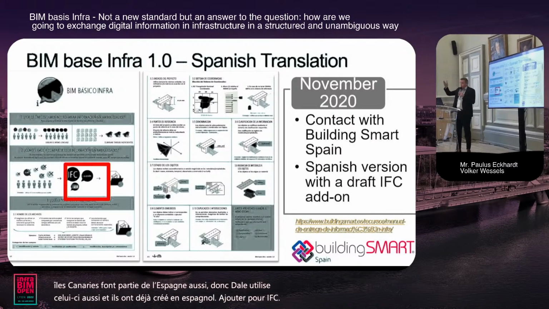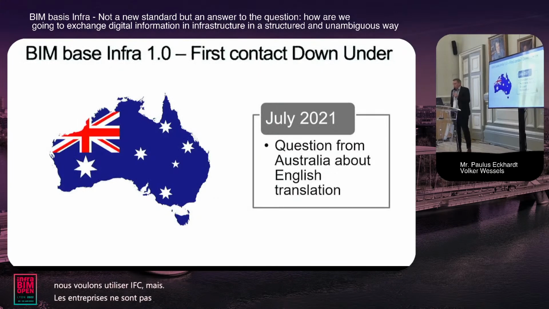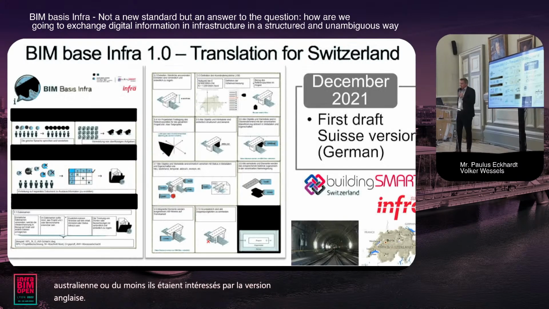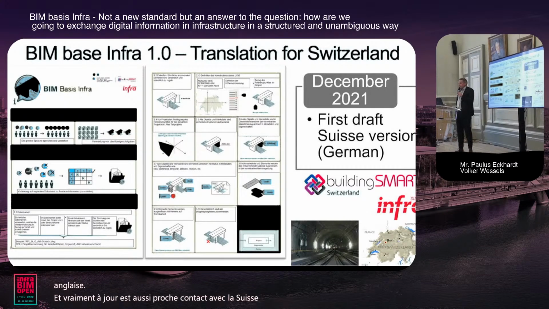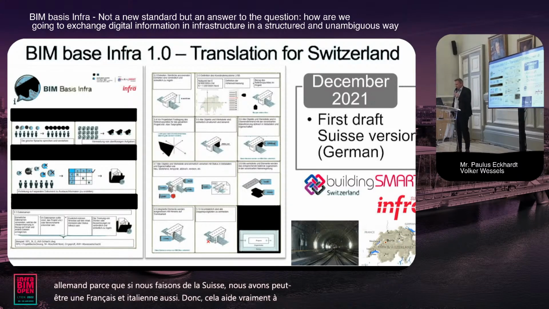Because we use the metrics in the Netherlands, and of course we want to use IFC, but companies are not ready for it yet. So I've been in contact with Down Under to get an Australian version, or at least they were interested in the English version. Really up to date is close contact with Switzerland about the Swiss translation, and that's interesting. We start in German, but if we do Switzerland, we maybe have a French and an Italian as well, so that really helps to spread the oil spot, we call it.